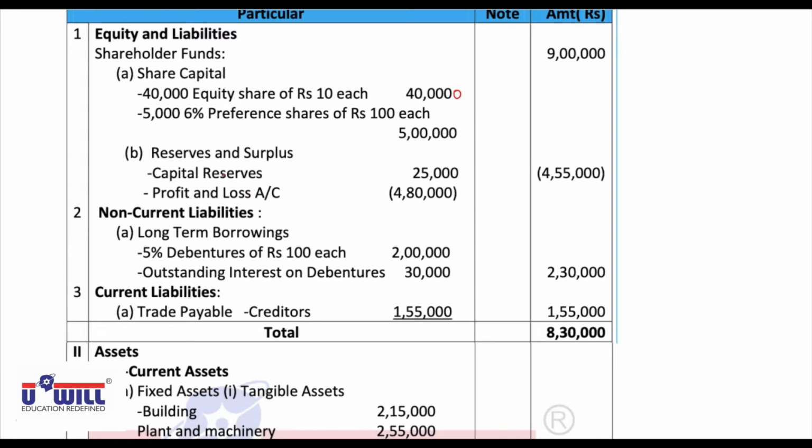In reserves and surplus, capital reserve 25,000, and profit and loss account negative balance, which means it's a loss. This is the accumulated loss, 4,80,000. 4,80,000 minus 25,000, 4,55,000. Long-term borrowings: 5% debentures of 100 each, 2 lakhs.